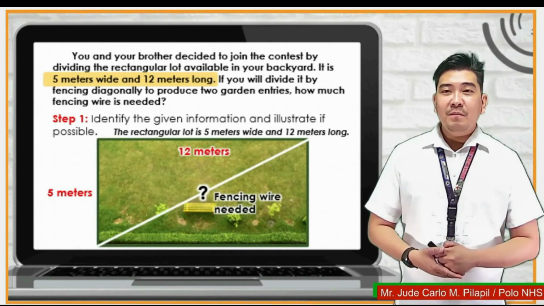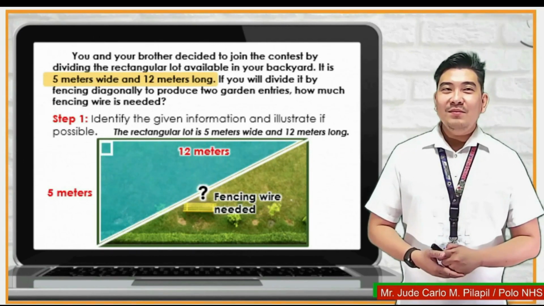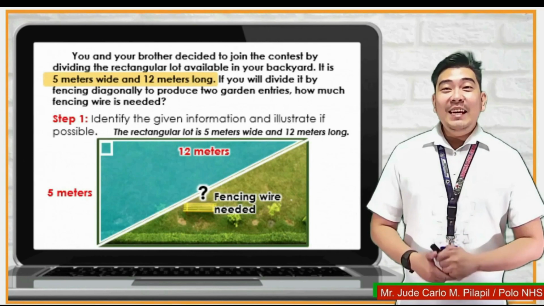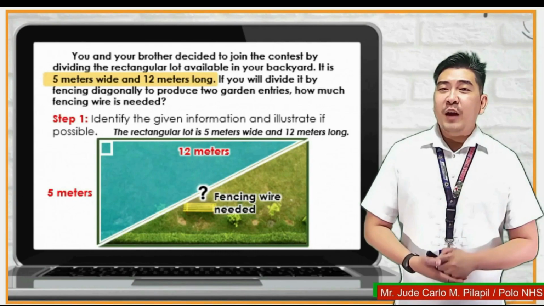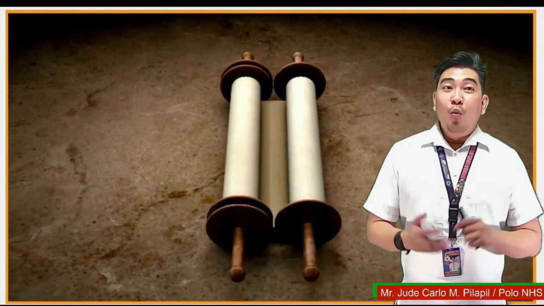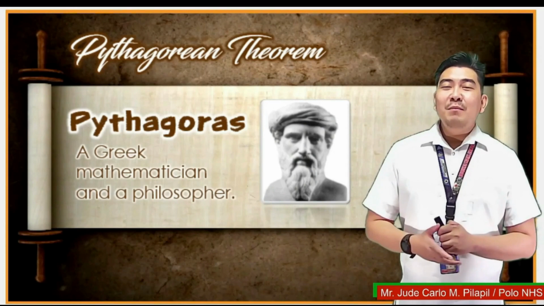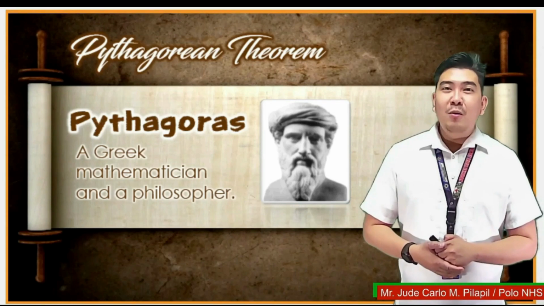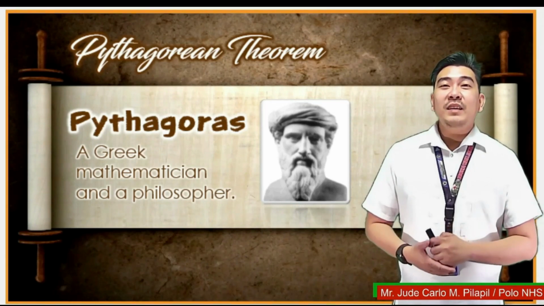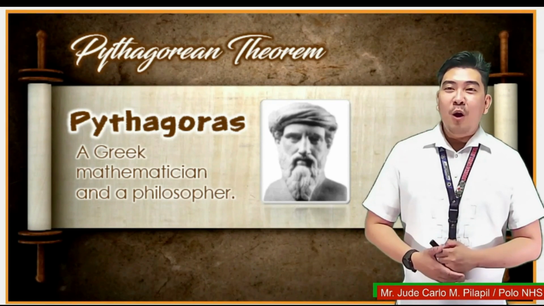Take a look at the figure. What kind of triangles are formed? Very good. These are right triangles. In solving for the missing length of the side of a triangle, we will be using this well-known formula or theorem. This is the Pythagorean theorem. This theorem is well known, especially when we are solving the length of the side of a right triangle. This was associated to a Greek mathematician and philosopher known as Pythagoras.